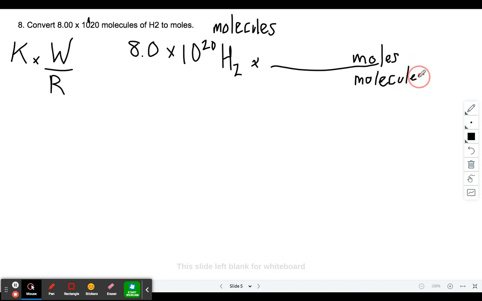So the moles is 1, and the molecules, 1 mole equals how many molecules? 6 times 10 to the 23rd. It's a 6 with 23 zeros at the end. Much too big a number. So 6.02 times 10 to the 23rd.